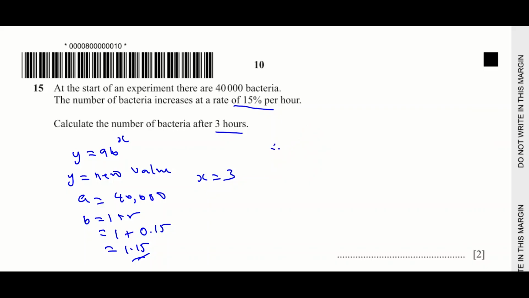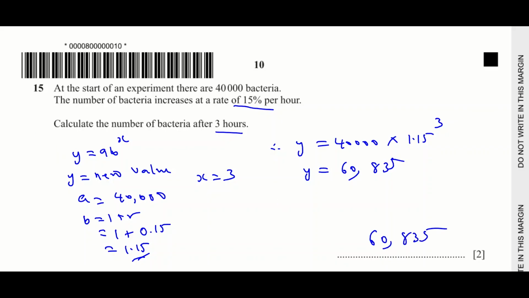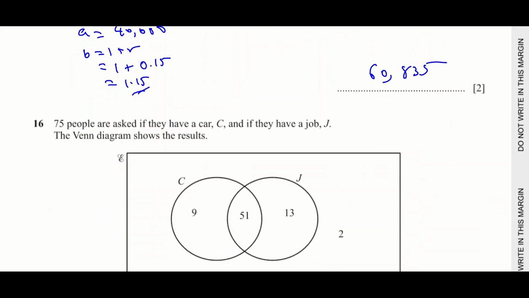So therefore, Y will be equal to 40,000 multiplied by B, which is 1.15 to the power of 3. So you can input this into your calculator straight away, and you have the value of Y to be equal to 60,835. So let's go to the next question. That will be question 16.